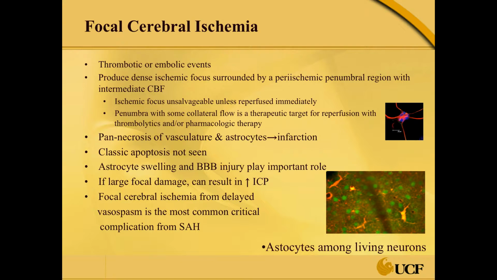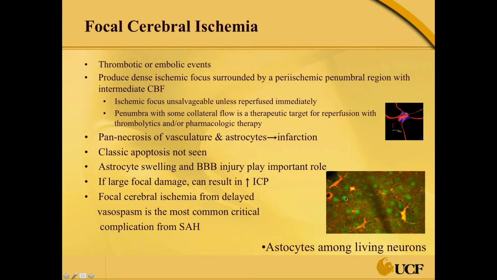The penumbra with some collateral flow is a therapeutic target for reperfusion with thrombolytics and/or pharmacologic therapy as well. Pan-necrosis of vasculature and astrocytes, of course, results in infarction, and the astrocytes are unbelievably important, and you can see pictures of these astrocytes here in this slide.